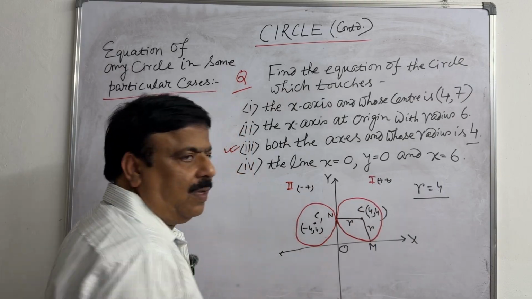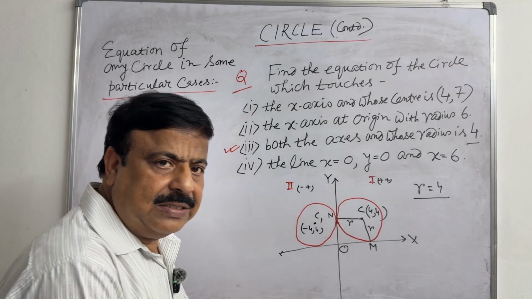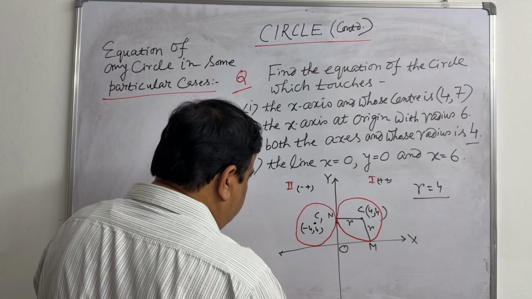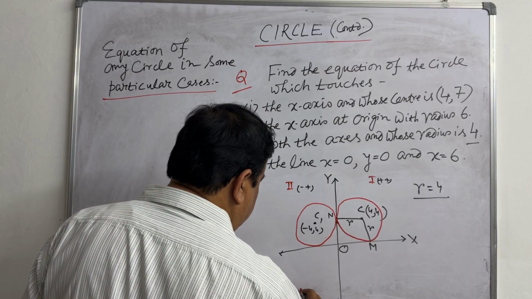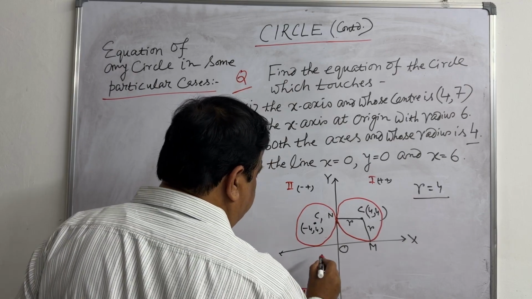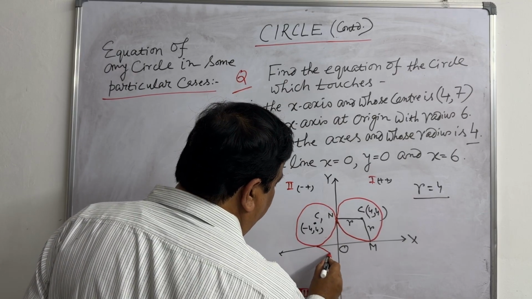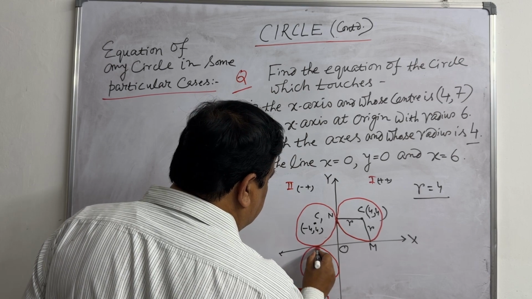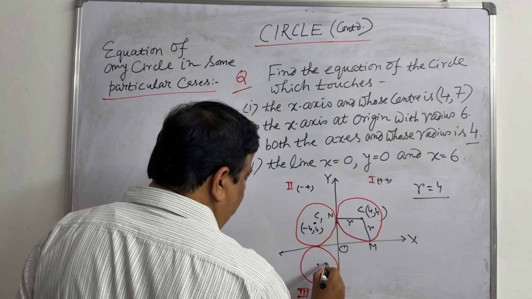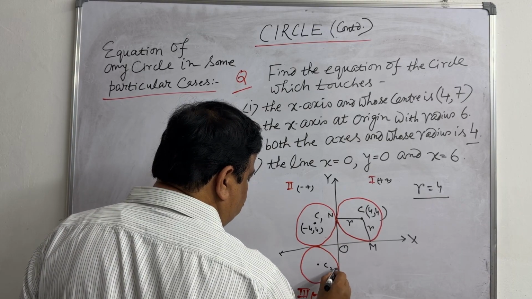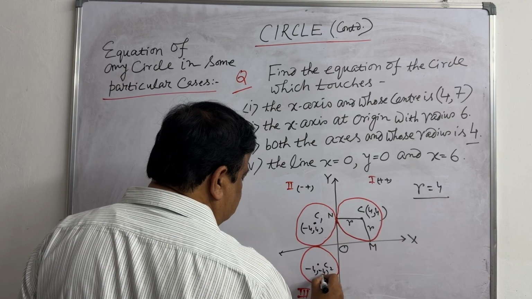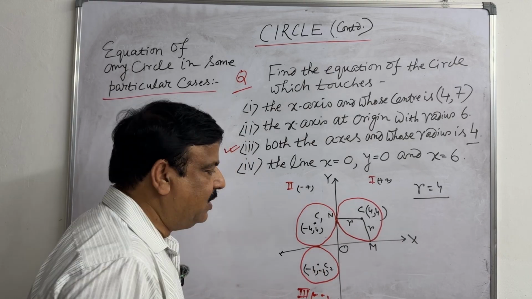Okay, this may be another case. The circle may also belong to the third quadrant. This is your third quadrant. This is minus minus quadrant. So here, if you draw the circle, the circle can be like this. So what will be the coordinate of the center? Suppose here the center is C2. So coordinate will be -4, -4, because it is minus minus quadrant.